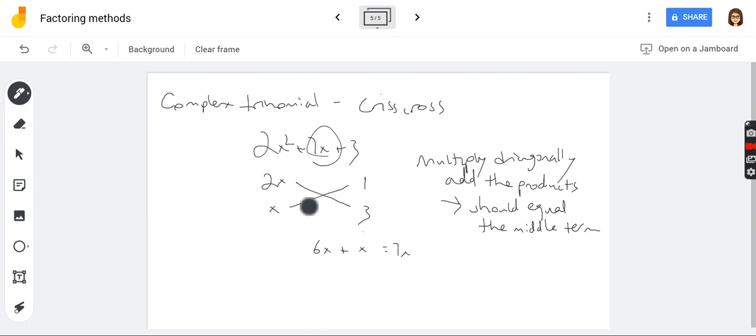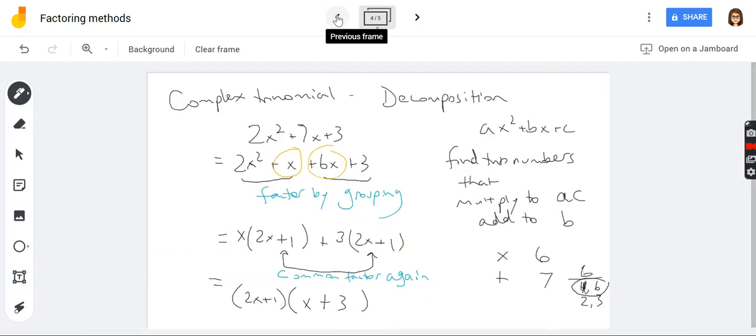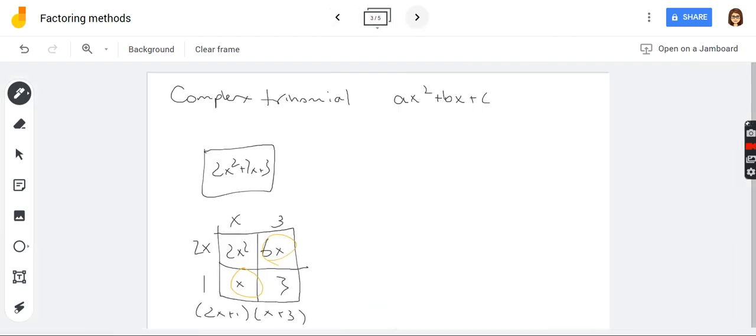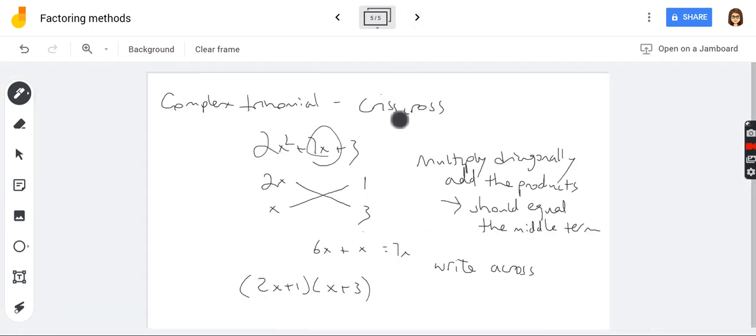So how do I write it out? I'm going to write it across so that my first factor is 2x plus 1. I'm just writing it straight across. And then the second factor is x plus 3. And you see that that's the same answers that we got in all the other methods. Okay, so crisscross, very similar to the area model, except without the areas, without the boxes. It does require some erasing and trial and error.